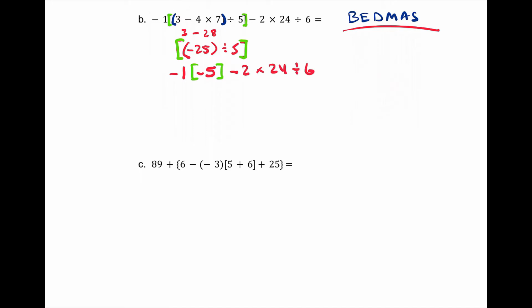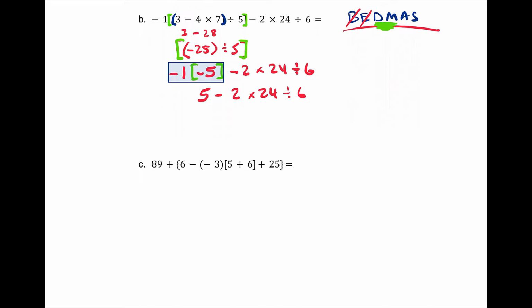Okay, so brackets are done. Cross that off. Are there any exponents? No. And now we're on to division and multiplication. I'm going to take a look and get that done, and again, I'll go left to right. You can see right here, I've got this negative 1 times a negative 5, which is going to be a positive 5. Okay, minus 2 times 24 divided by 6.